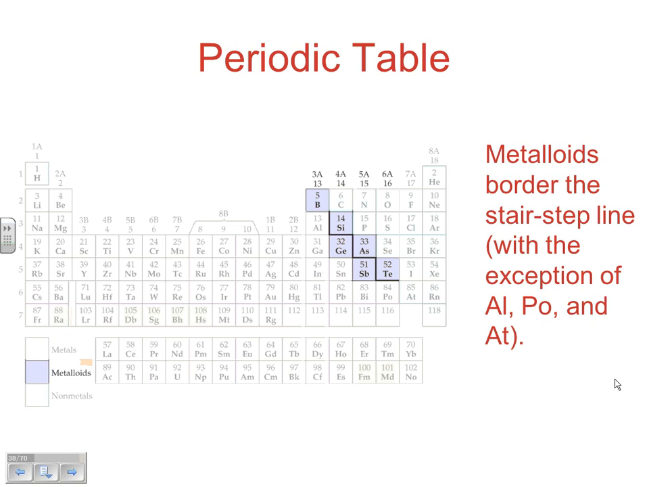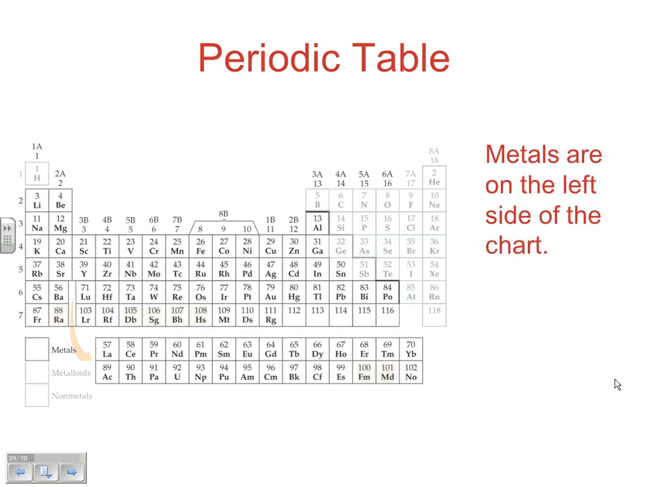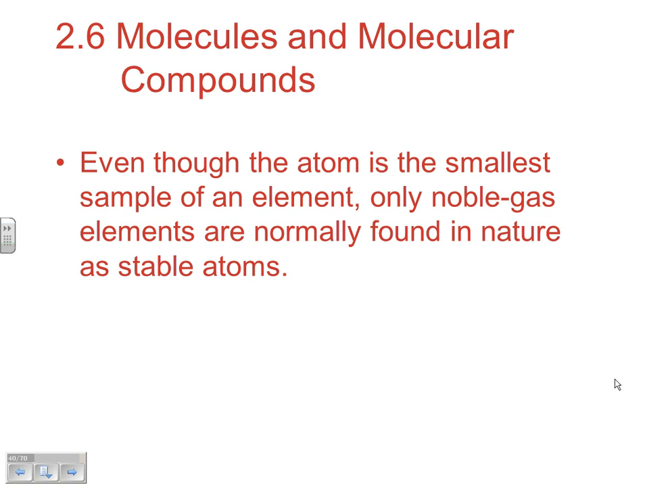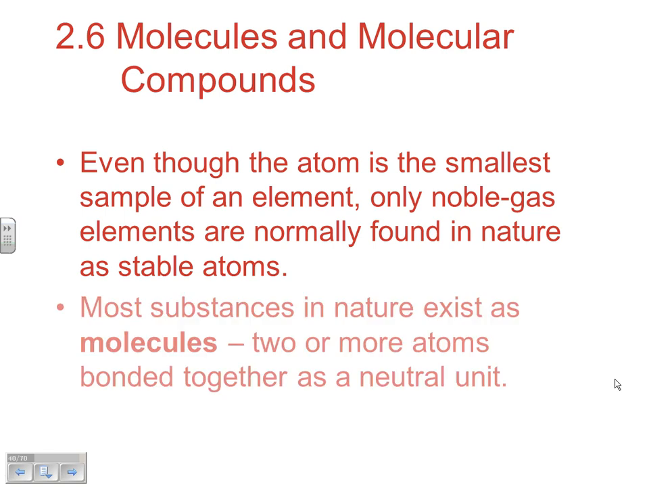Things that are above and below the stair steps, minus aluminum, are your metalloids. They have indeterminate properties. In other words, they sometimes act like metals and sometimes act like nonmetals. Everything else in the periodic table would then be metals. So the vast majority of our substances are metallic substances. And later in the year, we'll be getting much deeper into what those things mean.